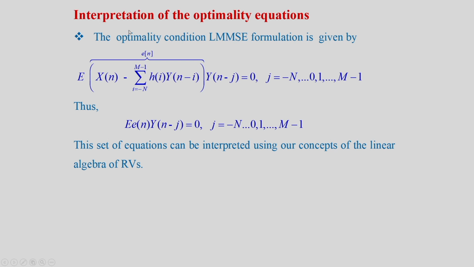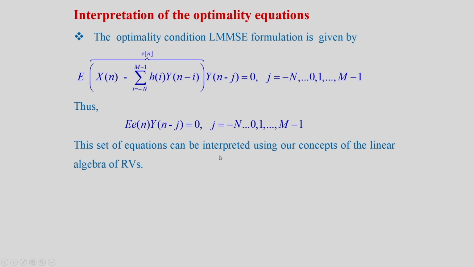Let us interpret the optimality conditions for the Wiener filter. The optimality condition for the LMMSE formulation is given by the expected value of this error times y[n-j] being equal to 0, for j equal to -N up to M-1. Thus, we can write, this is the error part, E[e[n] y[n-j]] is equal to 0 for j going from -N to M-1.